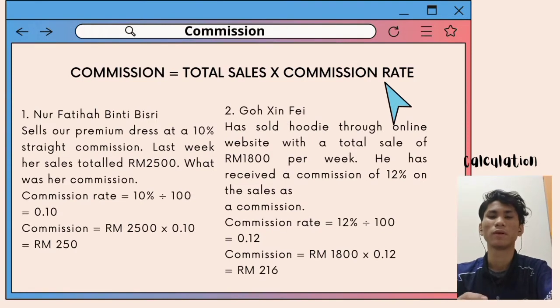Next is commission. The commission rate example: Nur Fatihah binti Bistri sells our premium t-shirts at a 10% commission rate. Last week her sales total RM2,100. What was her commission? The commission rate is 10% divided by 100 equals 0.10. Commission equals RM2,100 times the commission rate of 0.10 equals RM215. For the other employee, with the same formula, she gets commission equal to RM215.